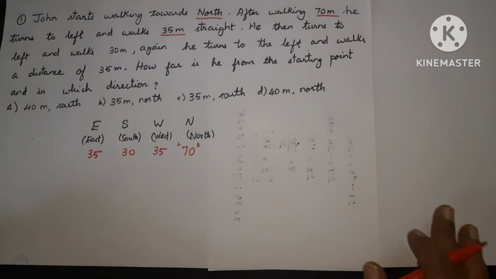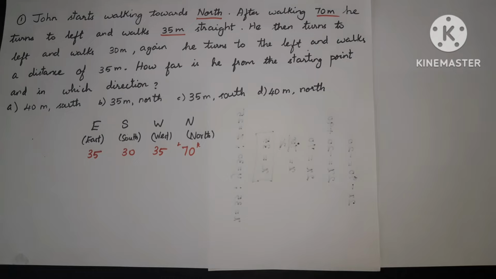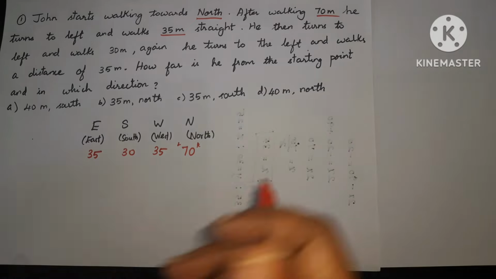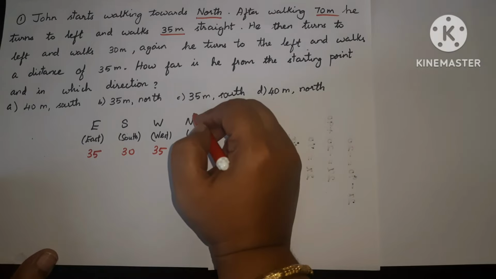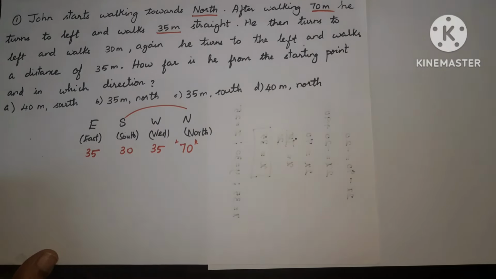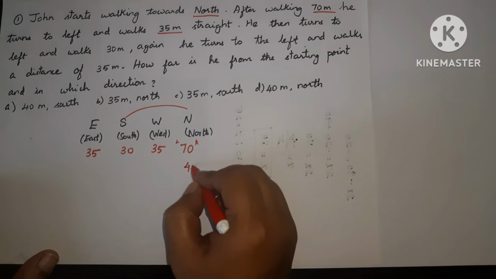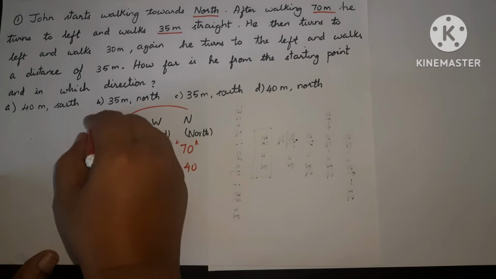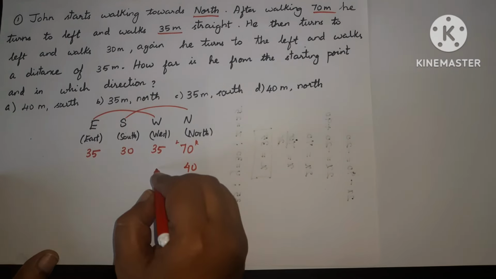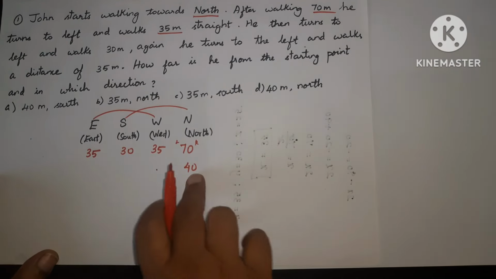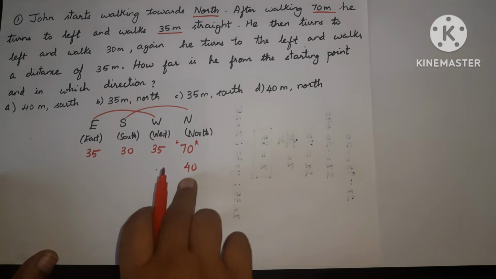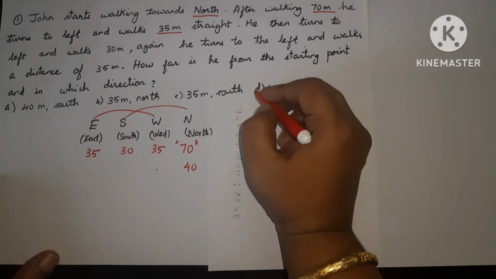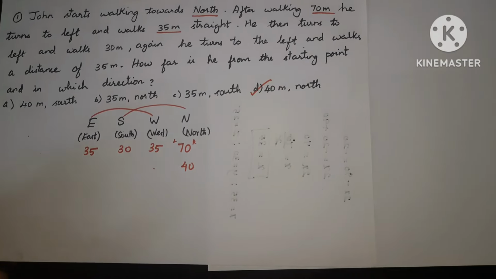Okay, now we have written. For the opposite direction, you have to subtract. So we have to start from the north. What is the opposite direction for north? It is south. So 70 minus 30, what does it become? 40. Then again west, the opposite direction for east is west. It will become 0. No need to write here. So what is the answer here? 40 meters north is the answer.